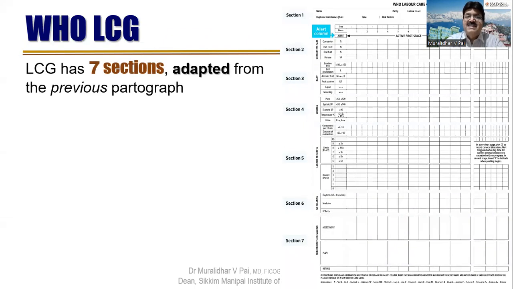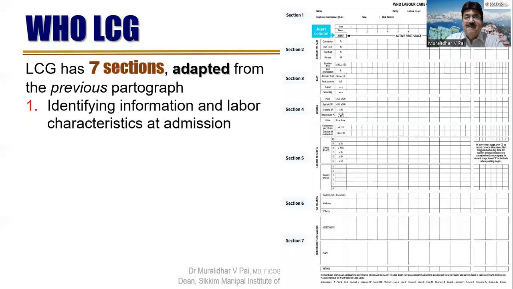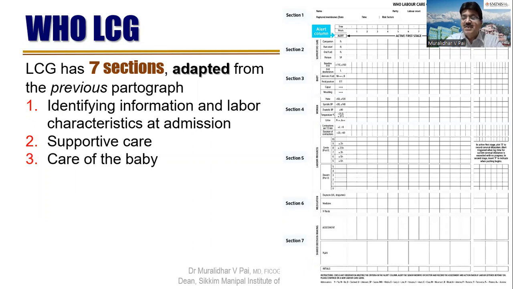Yes, the LCG has 7 sections adopted from the previous Partograph. There are slight variations, of course. First section is obviously identifying information and labor characteristics at admission. Second one, this is probably the new one, is supportive care. The third one is, of course, care of the baby, fetal monitoring.